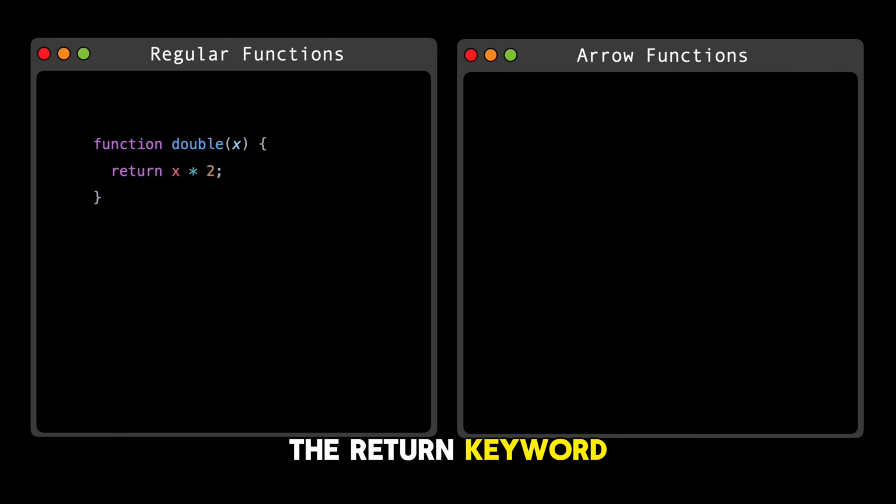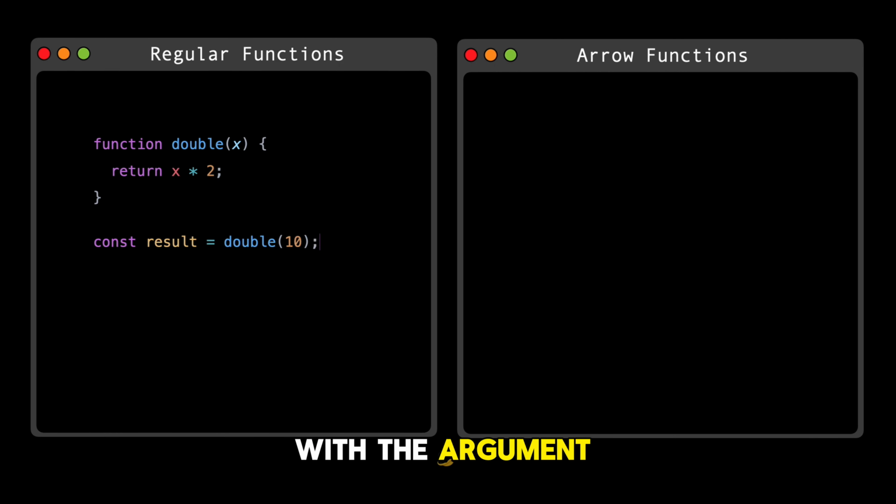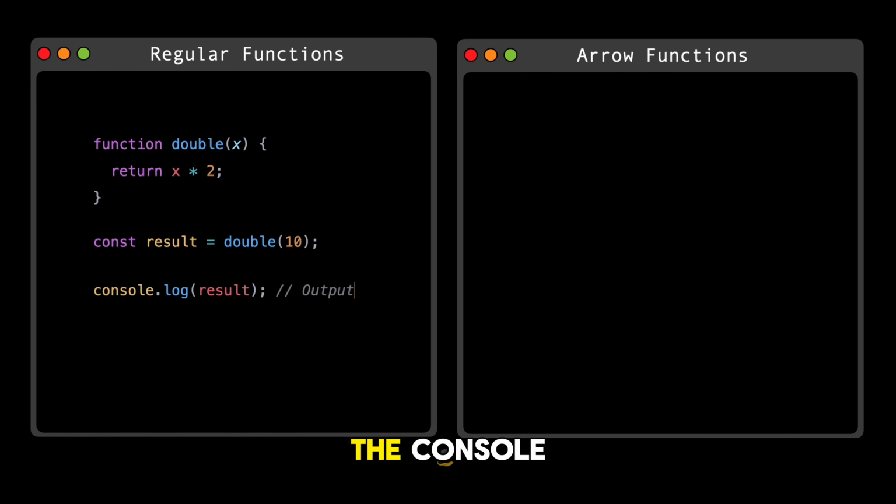The return keyword is necessary here. Without it, the function would return undefined by default. After we call double with the argument 10, the function returns 20, and we log this value to the console.